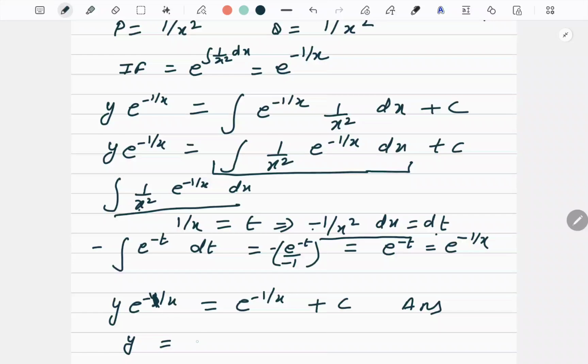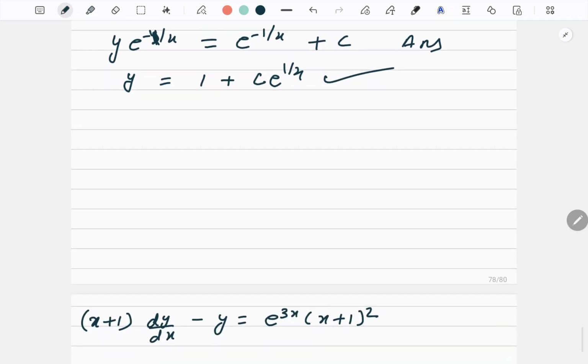So e to the power, I am dividing the whole equation by e to the power minus 1 by x. So 1 plus c e to the power 1 by x. This is also a correct way to write the answer. Okay. So let's move to the next question.